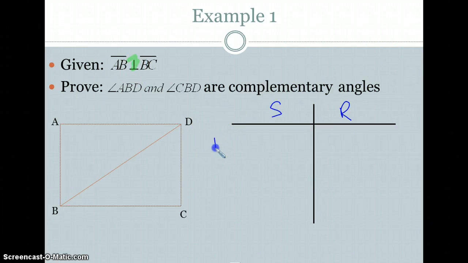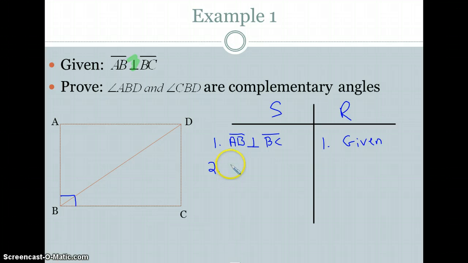So first I start off with my given information. Let me rewrite that so it doesn't look so bad. Here we go. AB perpendicular to BC. And that's given information, so I'm going to write given. Now, if it's perpendicular, that means that we have an angle right here. That's a right angle. But we said we can also use the fact that it's 90 degrees, and I'm going to use that in my proof.